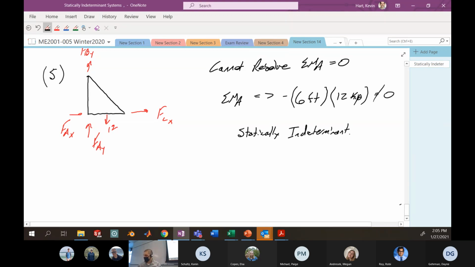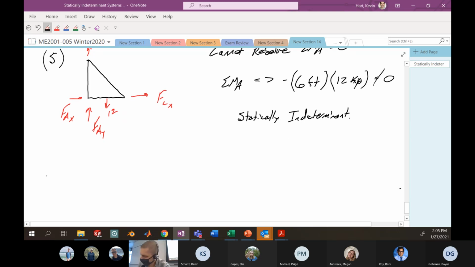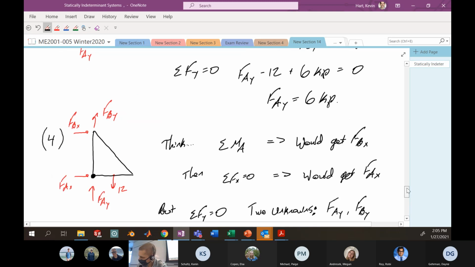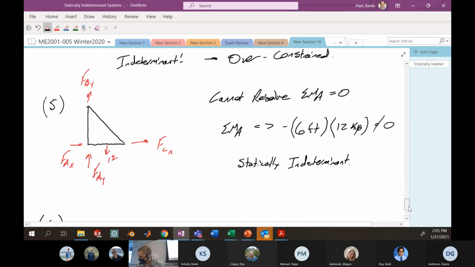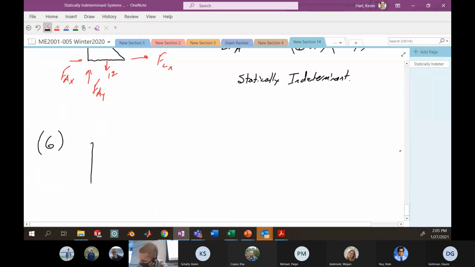And we're actually underspecified here rather than overspecified. Okay, let's look at truss system number 6. Here we have this particular truss system. This one is also a pretty interesting example. So we have a roller at A, a roller at B. So what would that look like?